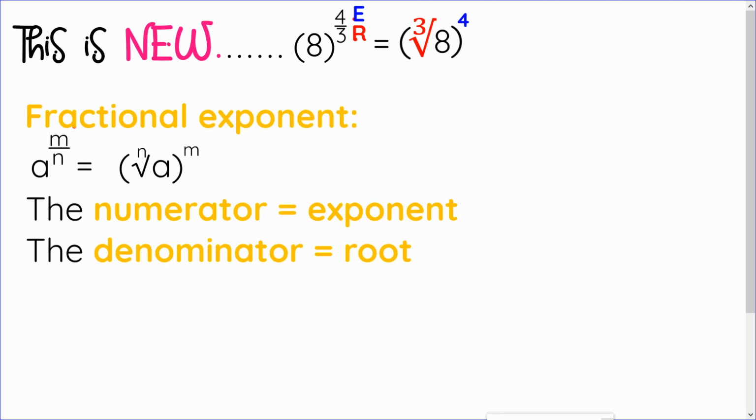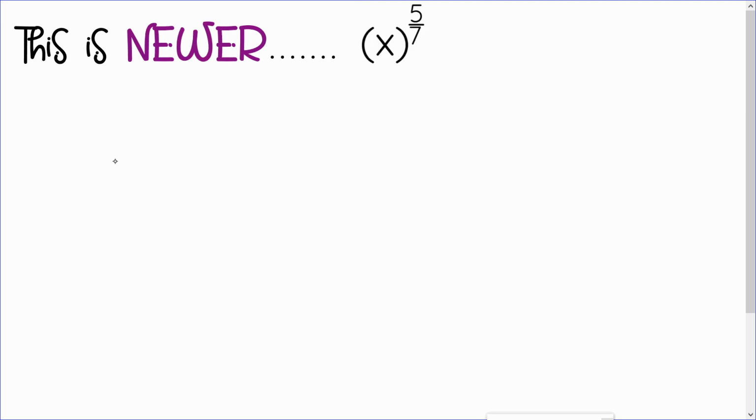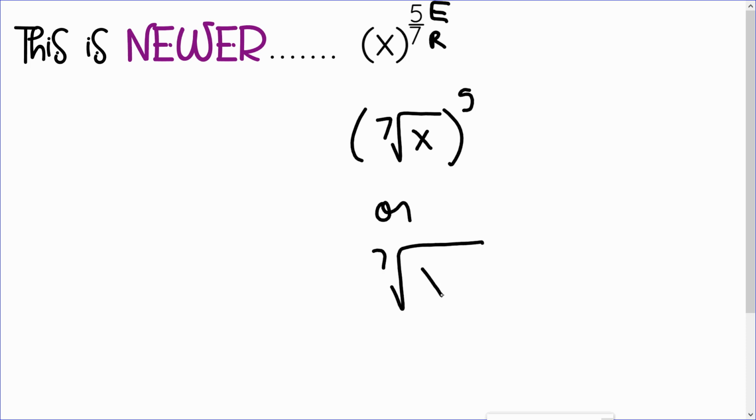So anytime you have a to the m over n, n, the denominator, is the root, and the numerator is the exponent. Well, this is newer because we're applying it with a variable base. So again, top is your exponent, bottom is your root. So I'm going to take the seventh root of x and I will raise it to the exponent of 5. Or I can just say the seventh root of x exponent 5. Both of these are equivalent because 5 is the exponent.